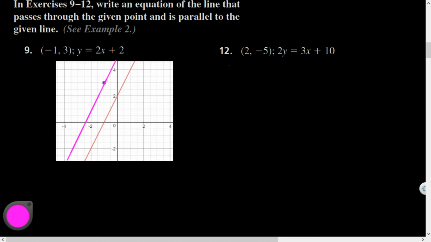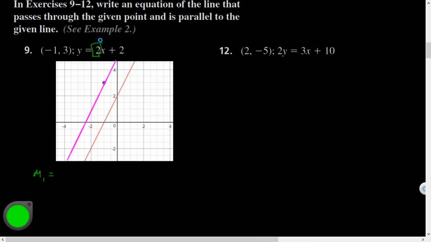So for my new line, I need, first of all, to take the slope. What is the slope of their line? The slope of line 1. What's the slope of y equals 2x plus 2? Y equals mx plus b. What's the m? What's the slope?